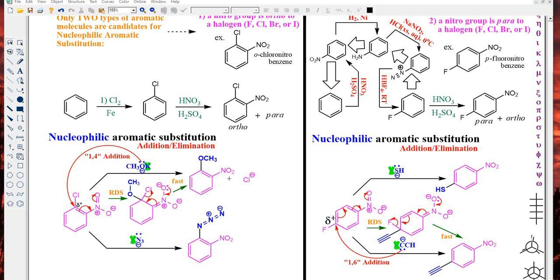We did an addition. And then we did an elimination. And we have a new nucleophile where our halogen used to be here, here, and here. And this reaction has limited utility, but these reactions all proceed with very high yields and they're fairly easy to do.